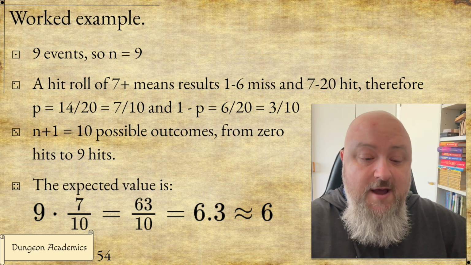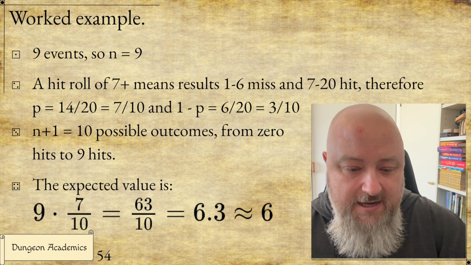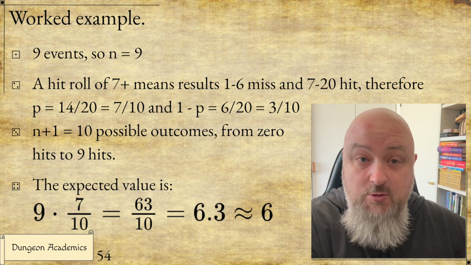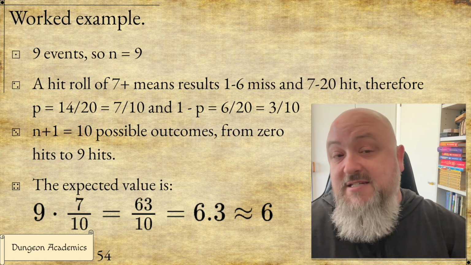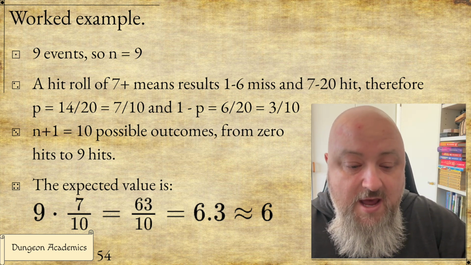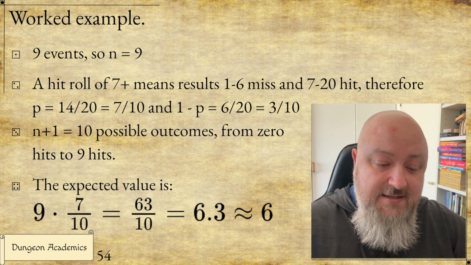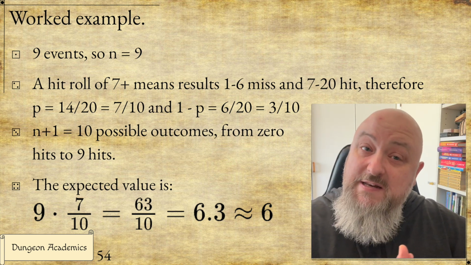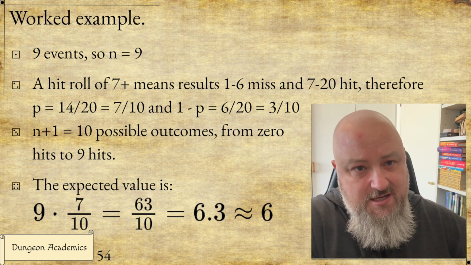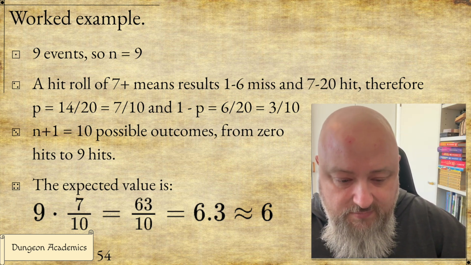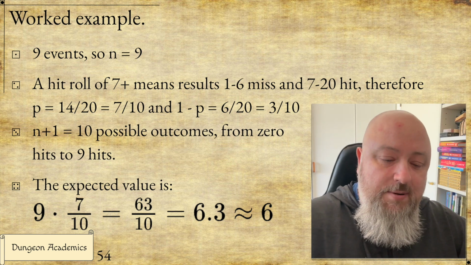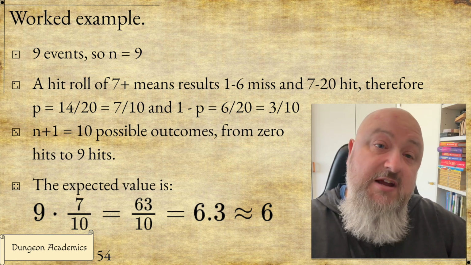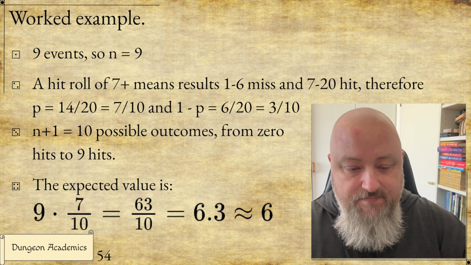So we have 9 events. We're going to set n as 9. A hit roll of 7+ means results 1 through 6 miss and 7 through 20 hit. Therefore, the probability of getting a hit is 14 in 20 or 7 in 10, and the probability of getting a miss is 6 in 20 or 3 in 10. There are n+1 outcomes, so 10 outcomes, ranging from 0 hits to 9 hits.